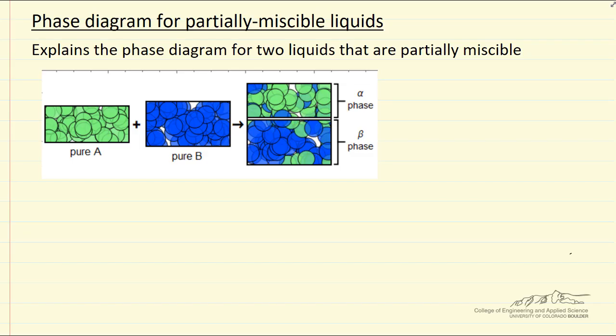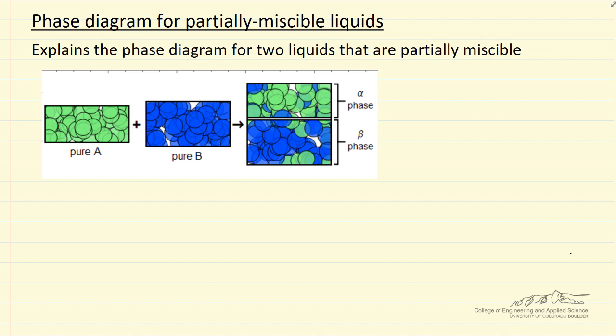I'm going to describe the phase behavior that can occur when we have two components that are only partially miscible in the liquid phase with each other. So the idea is if we had a pure component A, the green circles, and a pure component B, the blue circles, and we mix them together, we'd actually get two distinct phases.